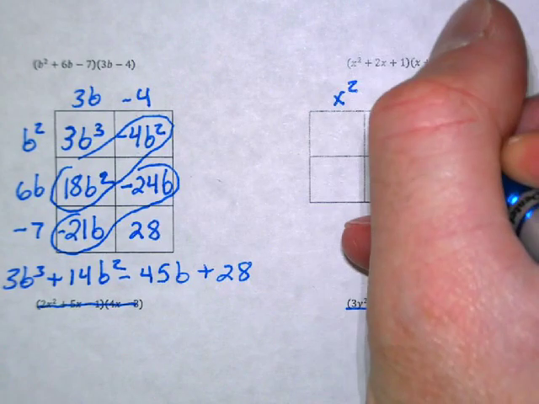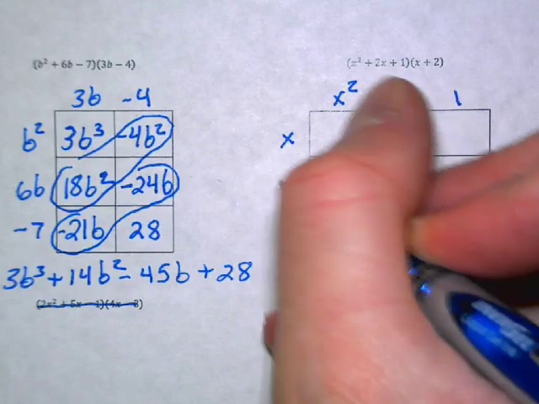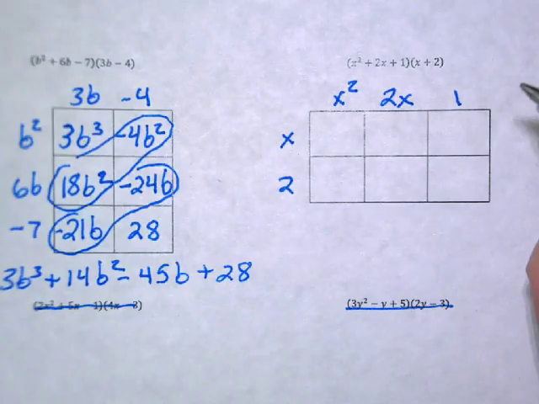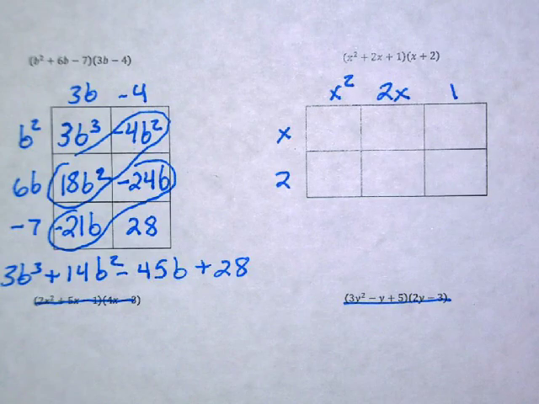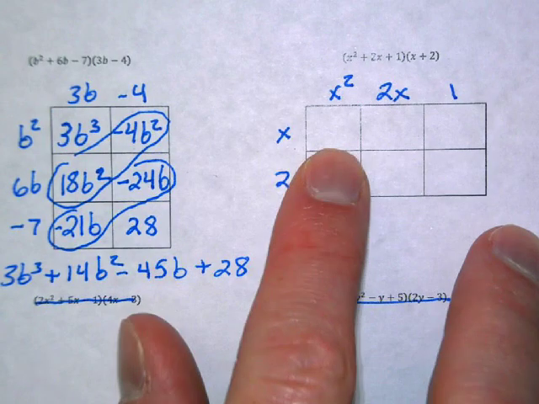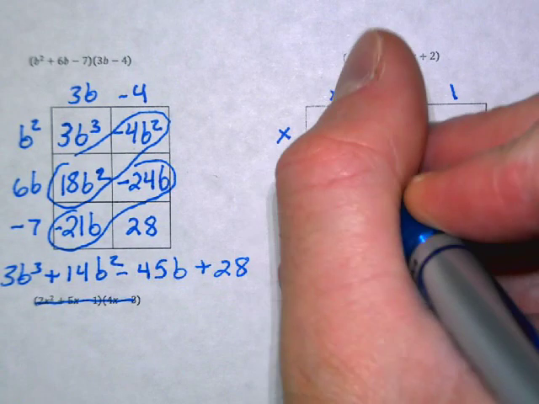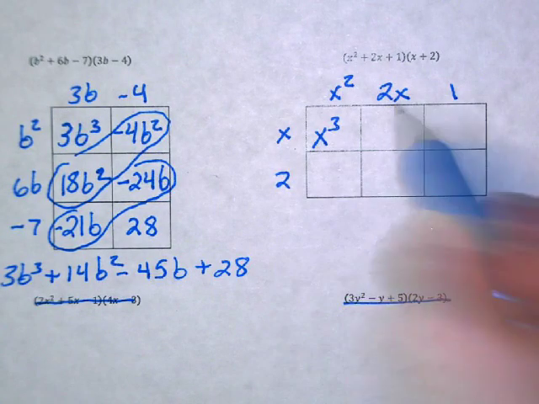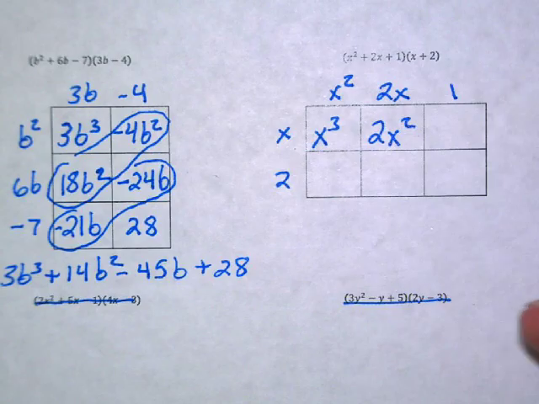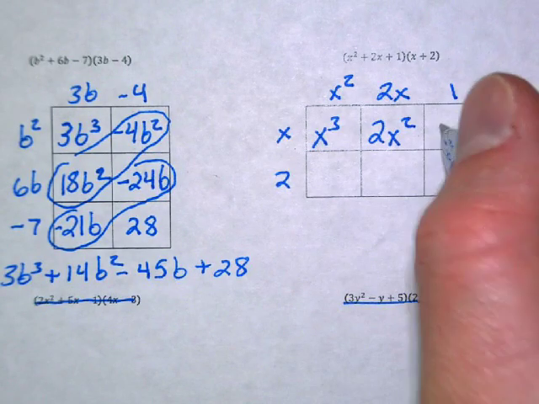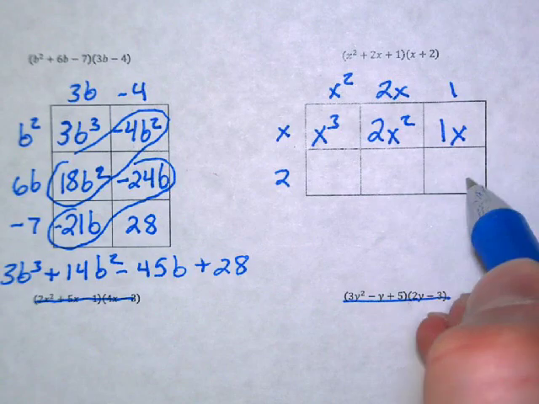Okay, so let's do one more like that over to the right there. You got x squared, 2x, and 1. And then x plus 2. So first box, top left there, x times x squared. X to the third, good. Then we got x times 2x. 2x squared, good. X times 1, just going to give you 1x.